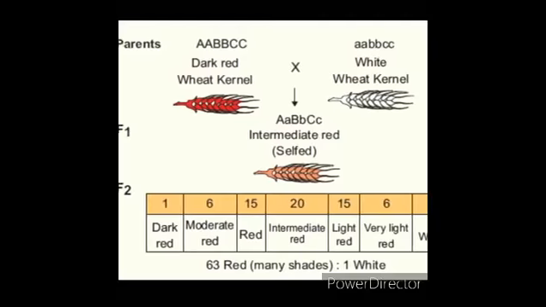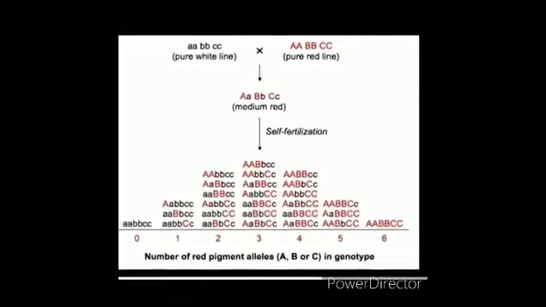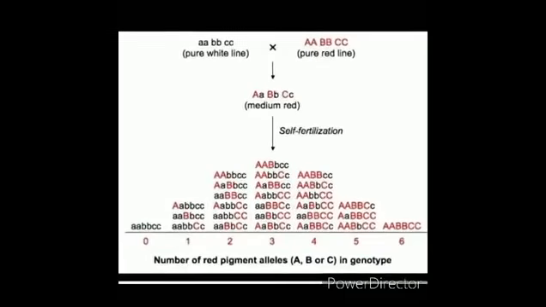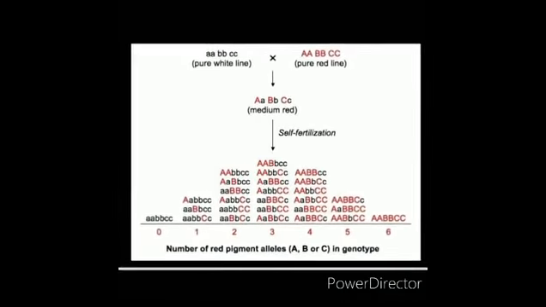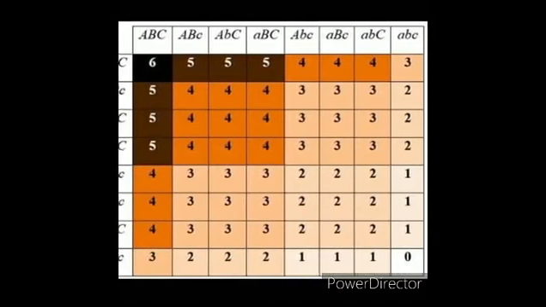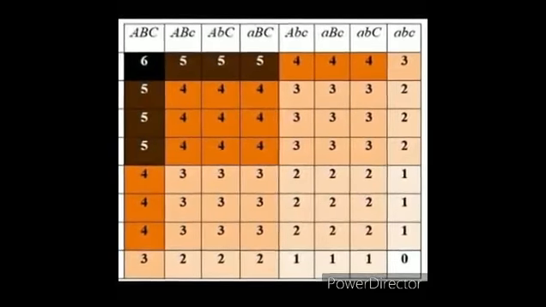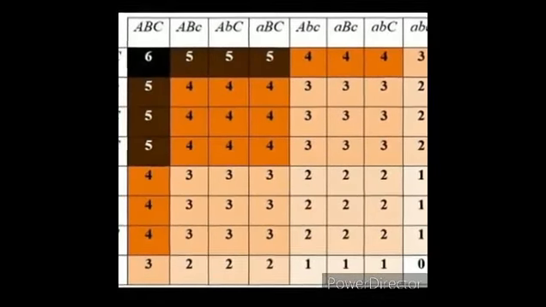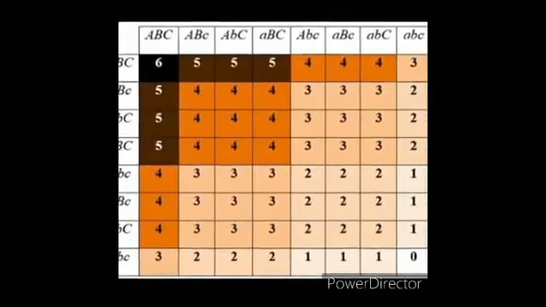From the above result, Nilsson-Ehle showed that blending inheritance was not taking place in the kernel of wheat. In the F2 generation, the plants have kernels with a wide range of color variation. This is due to segregation and recombination of genes.